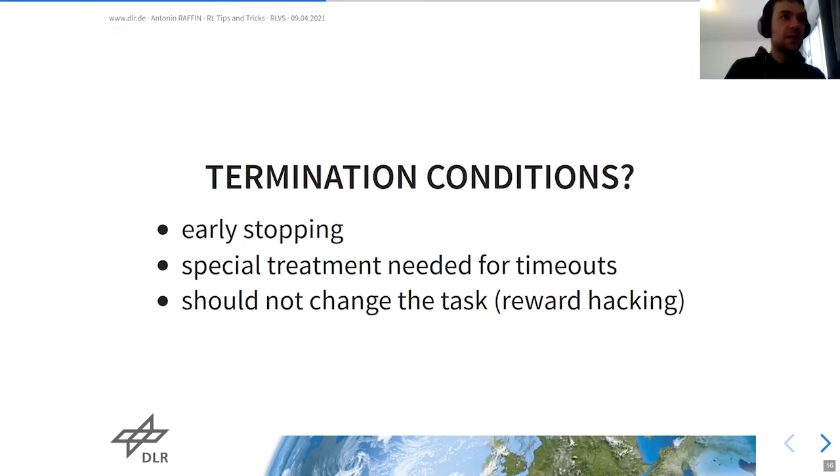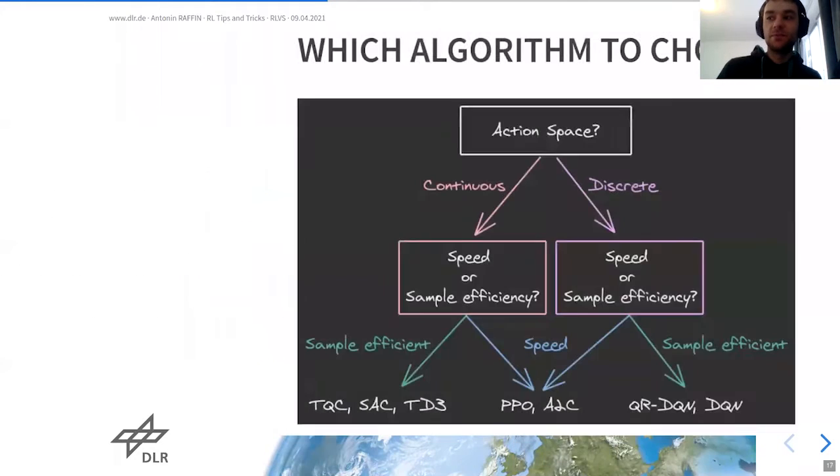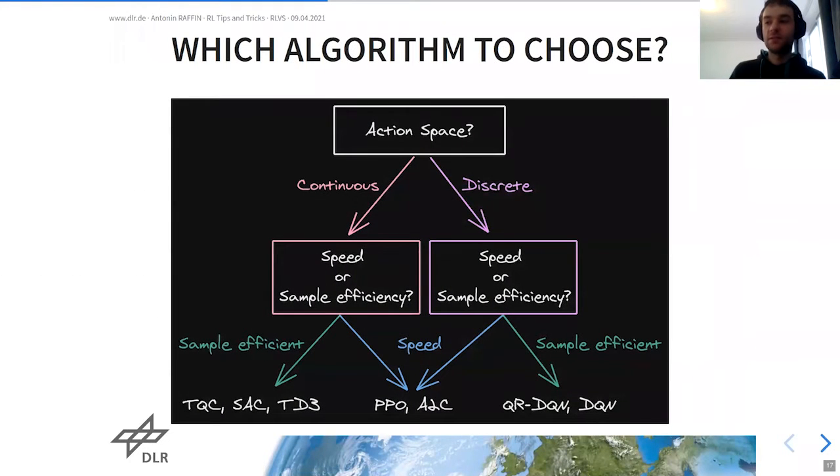So far we have seen how to define a custom task. And the next thing you need to choose is the algorithm. What algorithm should you start with, at least? The first distinction you need to think of is, are you using continuous or discrete actions? Because some algorithms were designed only for one of those two spaces.